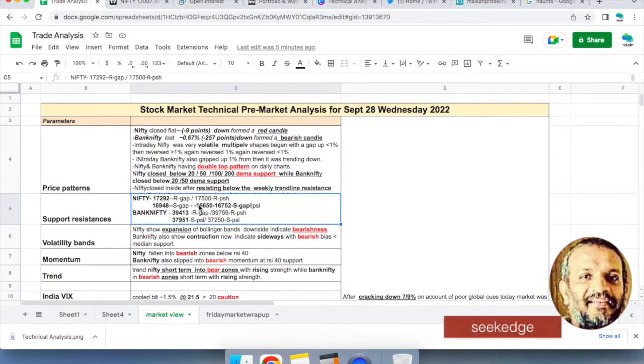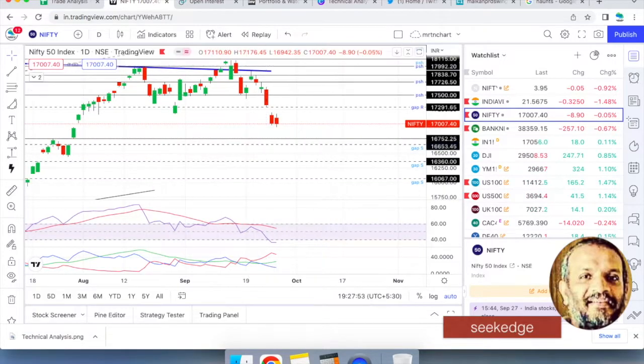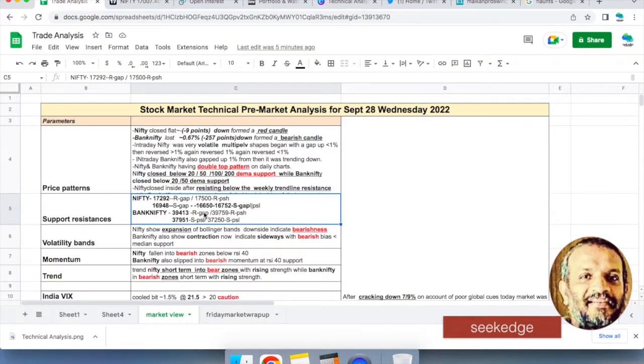17,292 on the upside for the Nifty is the first resistance. 17,500 is another previous swing high resistance. 17,292 is the gap actually. Downside, Nifty has a support at 16,948. That support was actually breached today, right? But it managed to close above that, so we can still consider that as a support. And if that is breached, then you have the 16,850-16,900 zone. That zone is a support. It's a gap support plus a previous swing low.